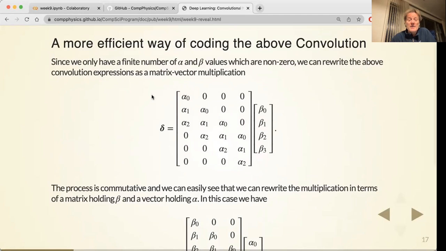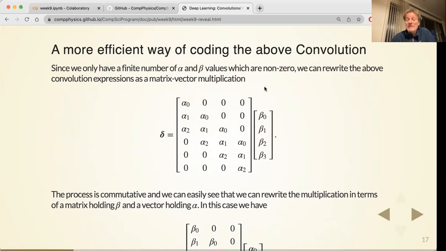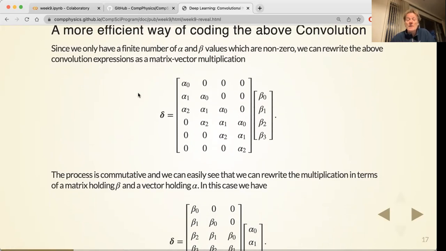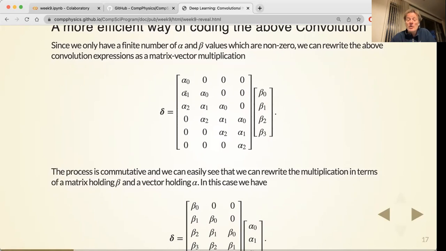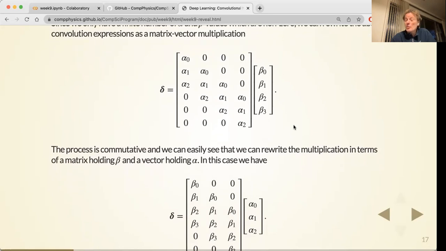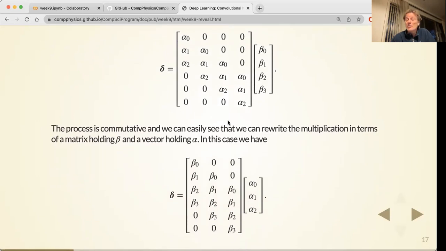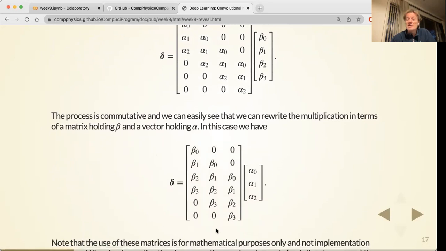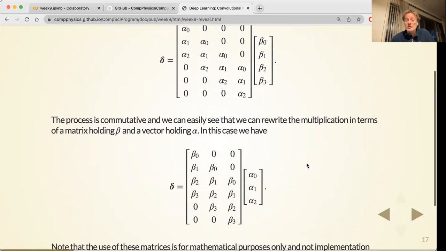Since we only have a finite number of these alpha and beta values which are non-zero, you can rewrite this operation as a matrix vector multiplication. And you could simplify it like this. And this is normally something you can run pretty fast, also because the matrices are normally sparse. Or since the process is commutative, you can easily rewrite the multiplication in terms of a matrix holding beta and a vector holding alpha. So if you think of the commutative process, you can rewrite it in a much simpler way. And this is a matrix times a vector, which requires fewer floating point operations.